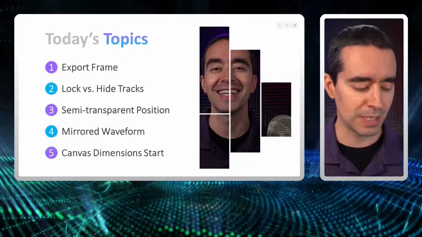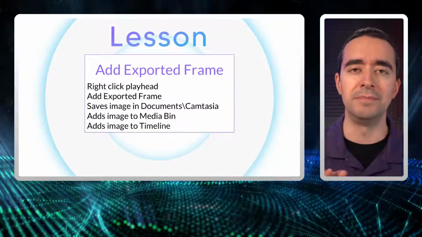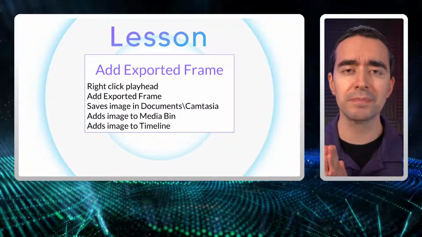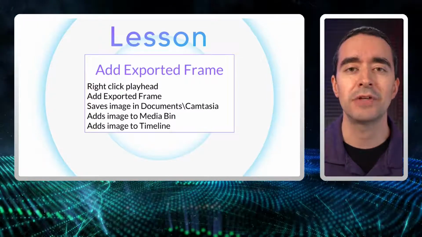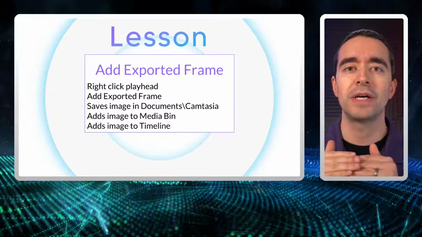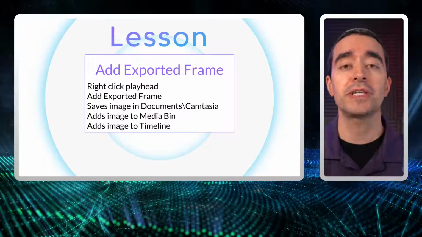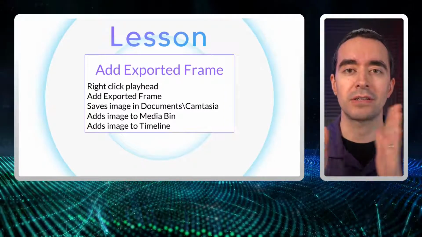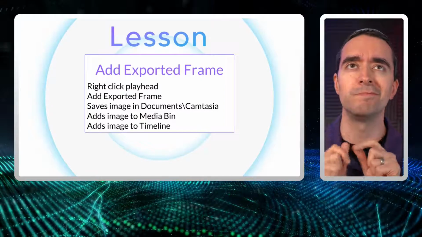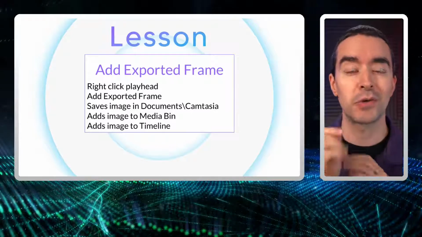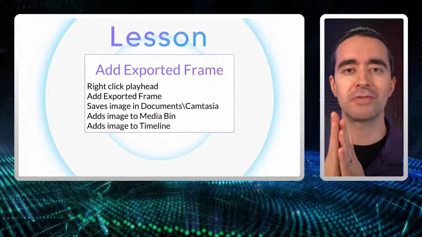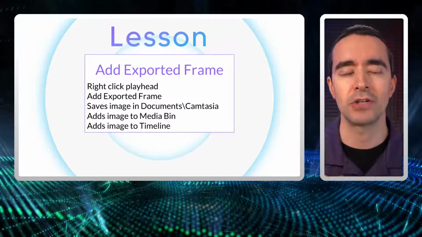So let's get started with this first item, adding an exported frame. One of the things you can do if you're in Camtasia is you might want to freeze a frame. And freezing a frame is no big deal because, whatever you have on the screen, let me change that. If you have a screen recording and you want to freeze that, no problem. You can just freeze that and extend that frame for as long as you want.